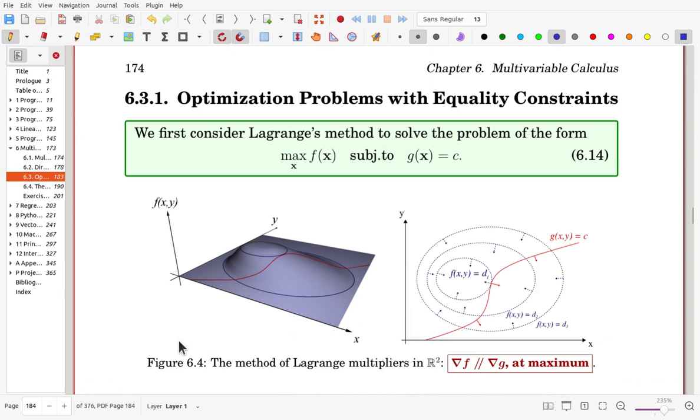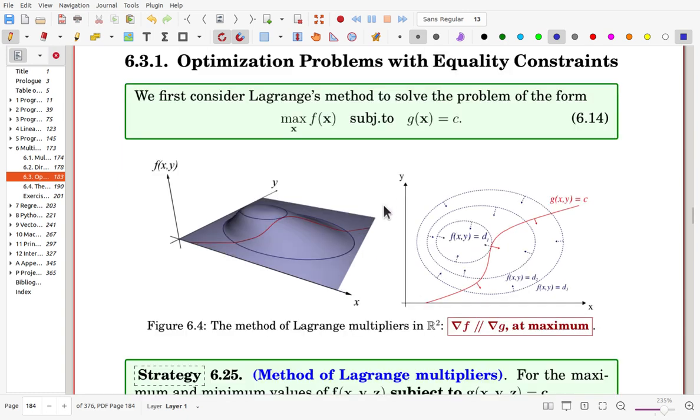Now we are ready to consider an optimization problem with an equality constraint and introduce an effective technique. We try to maximize f of x subject to g of x equals c. That means x must be chosen satisfying this equation, and among all such x points, we try to find the maximum value. That's the problem.